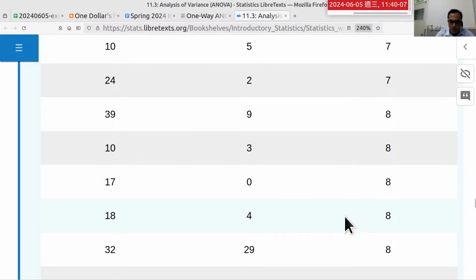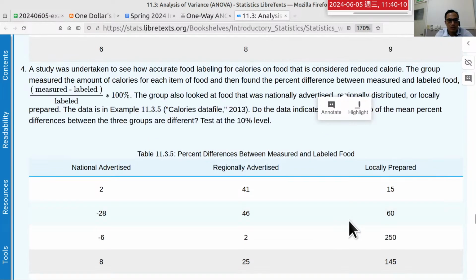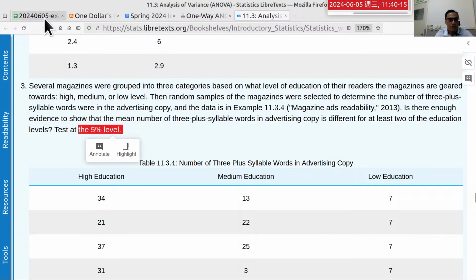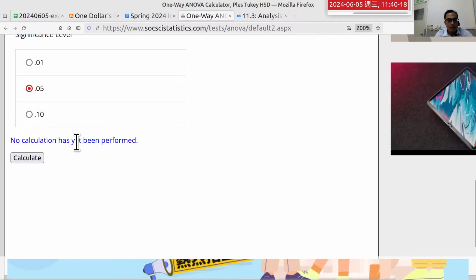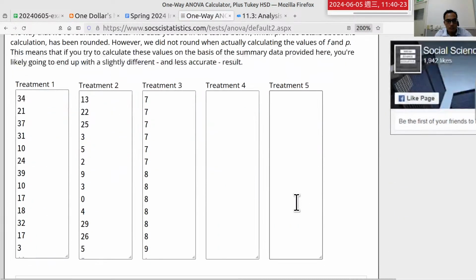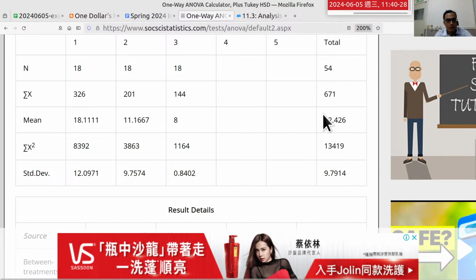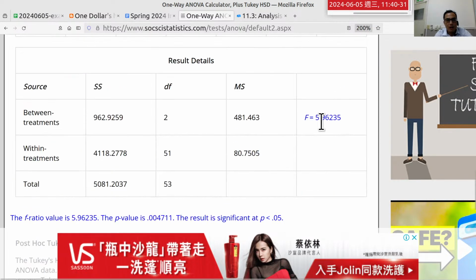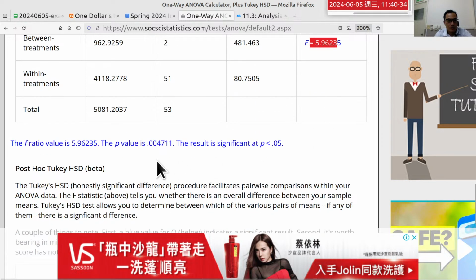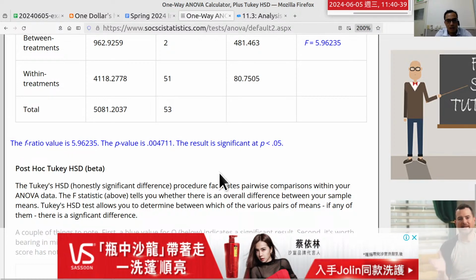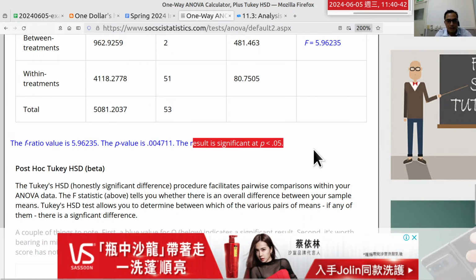Does this have any significant level? No, 5%. Okay, I set the level at 5%. Then calculate. Then I got the total number is 54. Degree of freedom is 2. And the F value is here. The F value is the ratio here. P value is 0.004711. And so it's significant. They are different. Okay, please do this part.